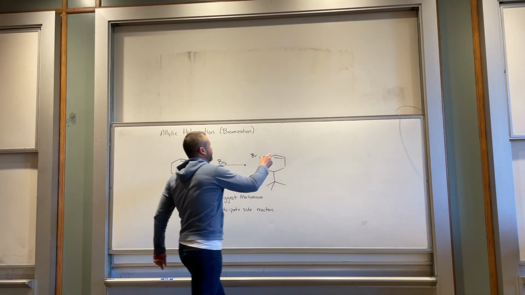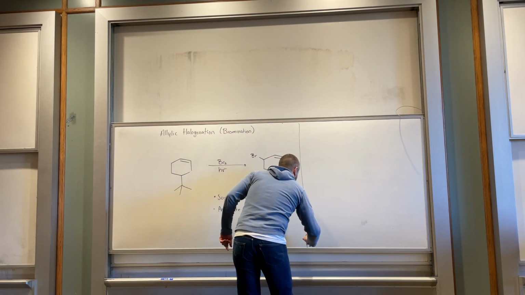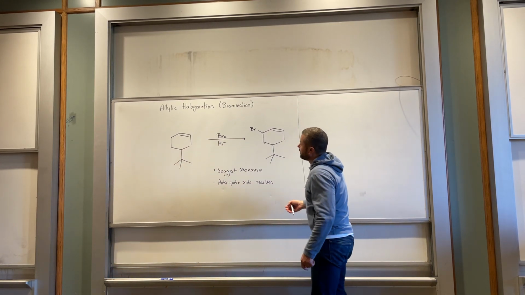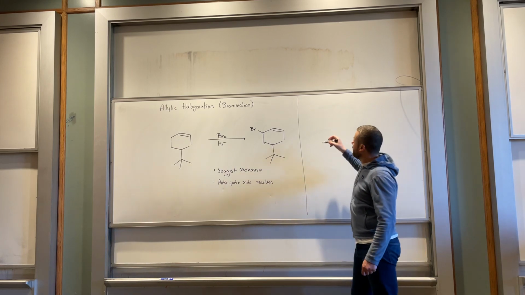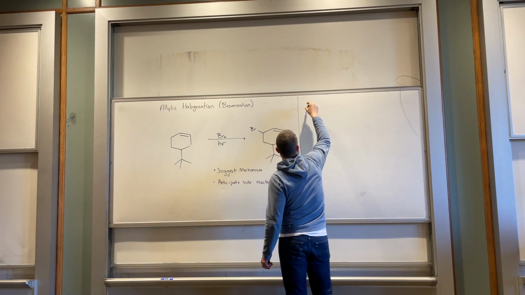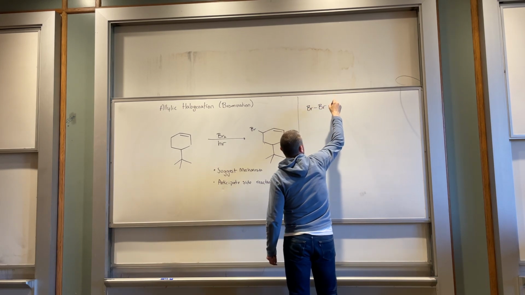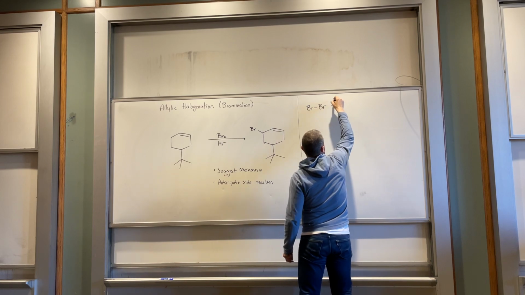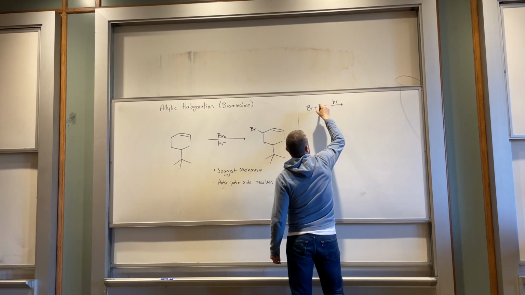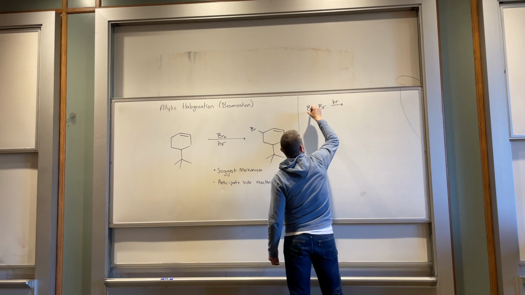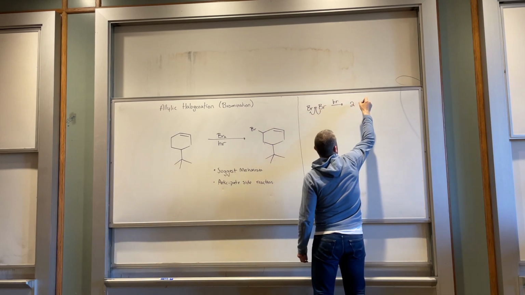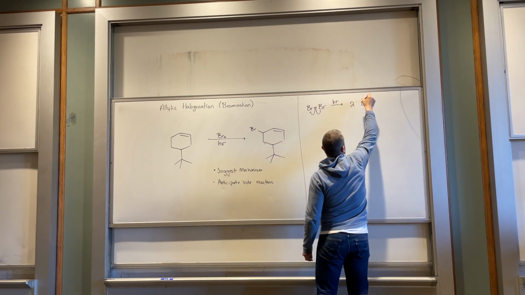Right, so you can see that we're treating this allylic system with molecular bromine and high energy light. And so whenever that bromine is irradiated with light, it's going to undergo a homolytic cleavage, producing two bromine radicals.